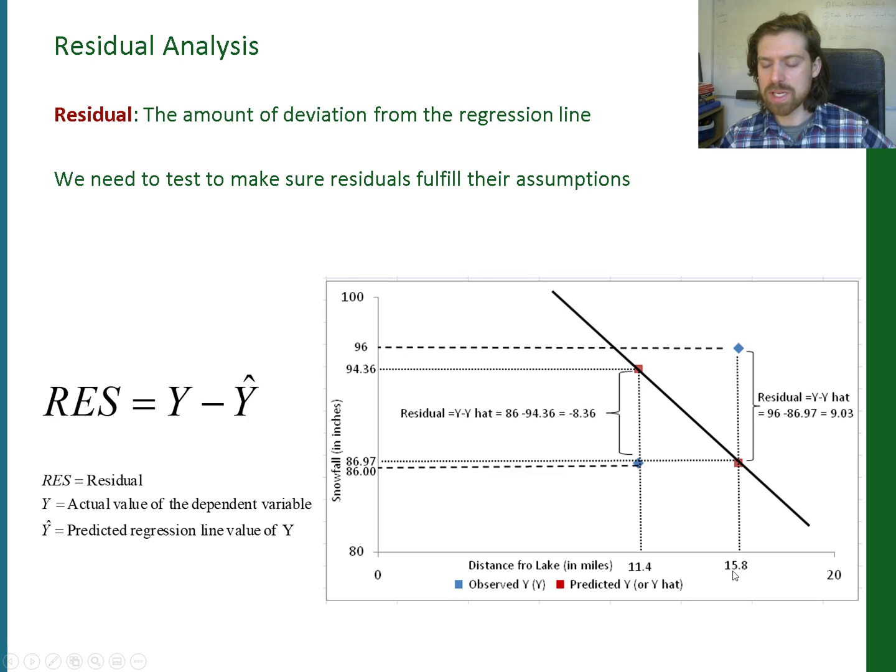And then equally for 15.8 miles from the lake, our predicted value was down here at 86.97, and our observed value is actually up here at 96 inches of snow, and therefore we need to subtract them, and when we do, we end up with 9.03 as the residual for this particular data point. So this is how you need to think of the residuals, and we're going to plot them. It's just the distance from the predicted line value for the model that we fitted. So it's this equation over here. The residual is equal to the actual value of the dependent variable minus the predicted regression line value of y, so y hat.